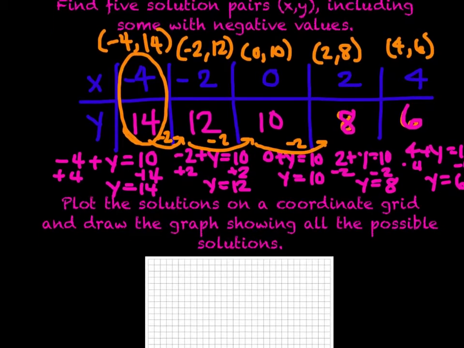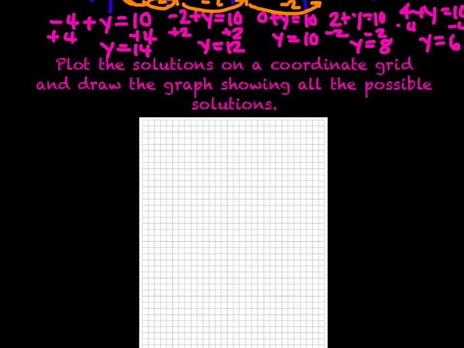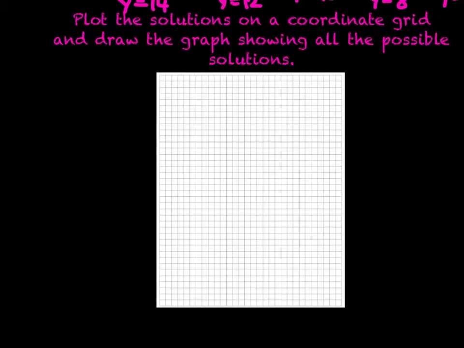So the very last thing that you need to be able to do with this is take that information and plot those solutions on this coordinate grid and draw a graph showing all the possible solutions. So we need to take this very generalized problem and plot it. So I'm going to set ourselves up with all the information we need. Just one moment.